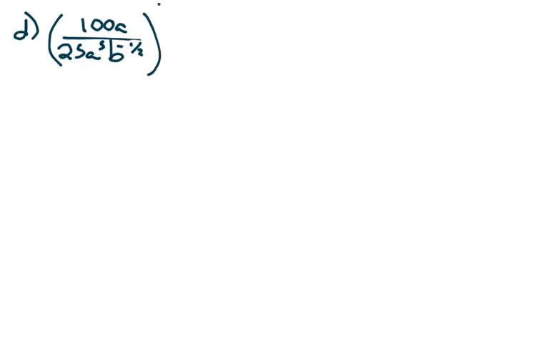Just flip the page to deal with d. Copy out the question again, just so we have it handy. 100a on top, 25a to the 5th, and b to the -1/2. Make that look a little nicer. With an exponent of 1/2 on the outside.